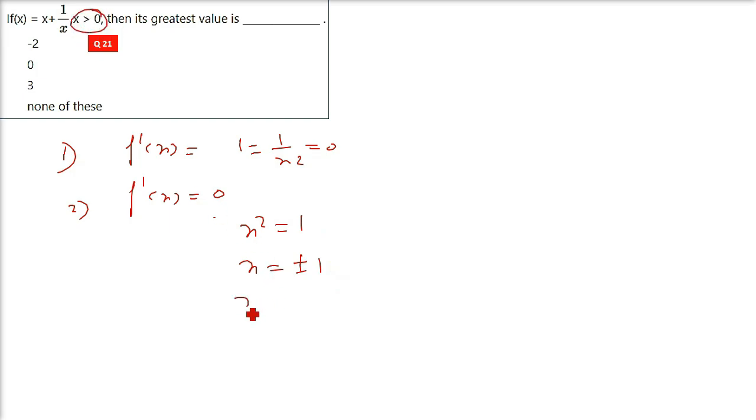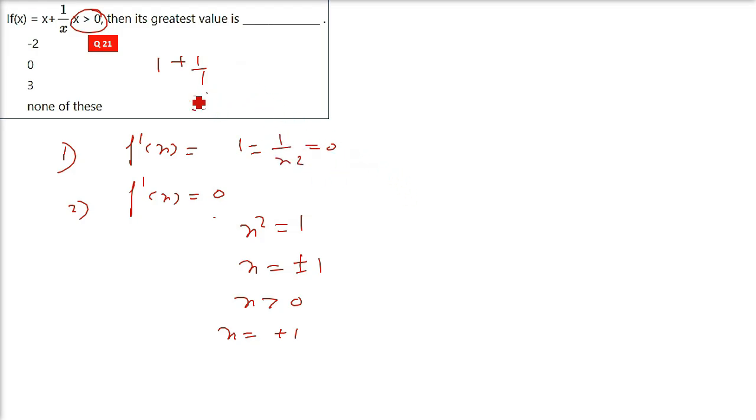But in the question it is already given x is greater than 0. When you have x greater than 0, x equals to minus 1 is outright rejected. So x equals to plus 1 is the only value from where we can go ahead. So what is the greatest value? X plus 1 by x, with x equals to 1. So 1 plus 1 by 1 is 2. This is going to be 2.